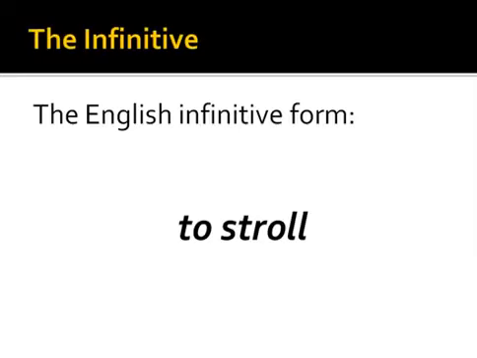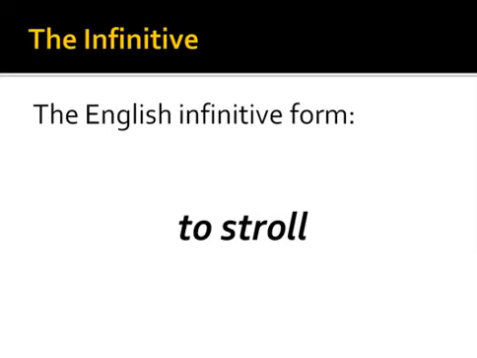In English, the infinitive form actually requires two components: to, and then followed by the verb. To stroll, here for instance on the screen. Now what the infinitive form really is, it's just a subjectless action. There is no person here who's strolling. It's simply the act of strolling. To stroll is fun.